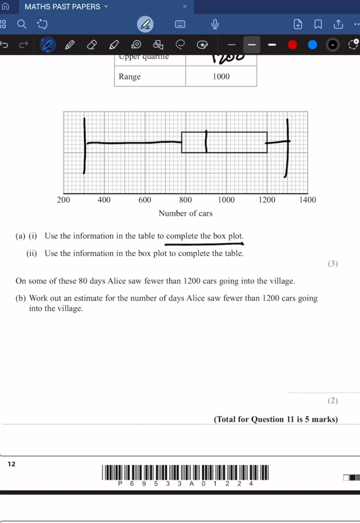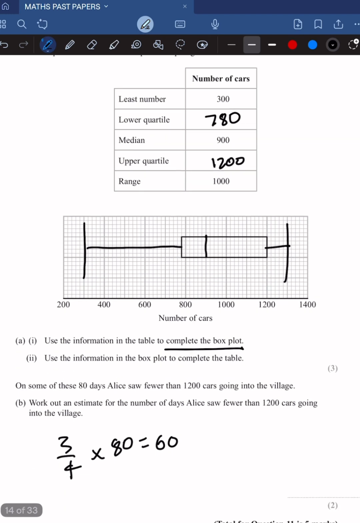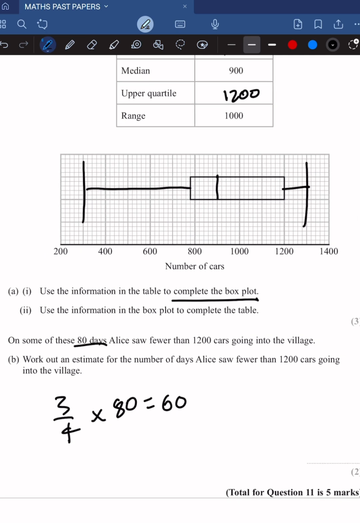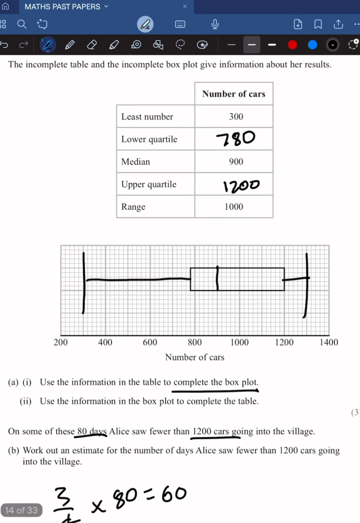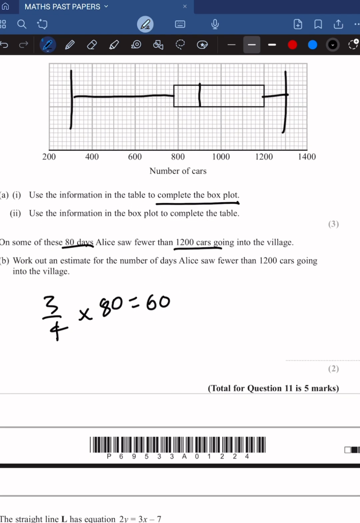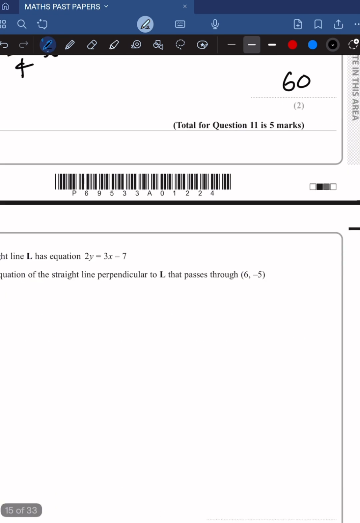Well, of course, we can see that it's going to be 60, because what we do is 3 over 4 times 80, which equals 60. And of course, the reason we do this is because we want to see the number of days out of the 80 days with fewer than 1,200 cars. And we know that that's going to be our upper quartile over here. So final answer 60. Let's go.